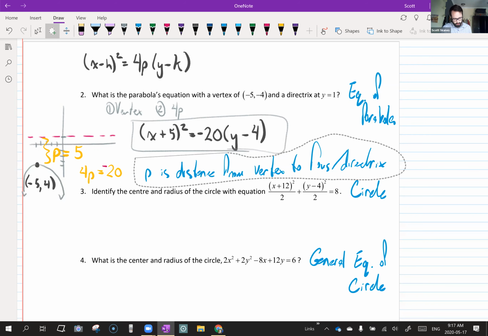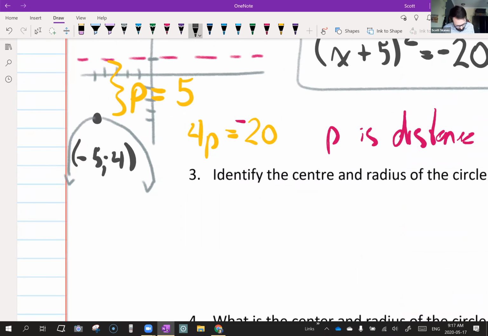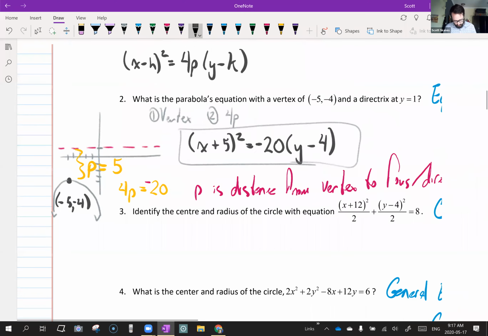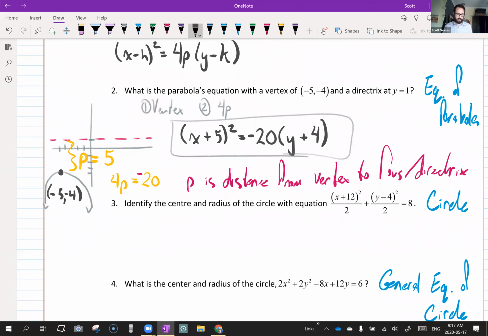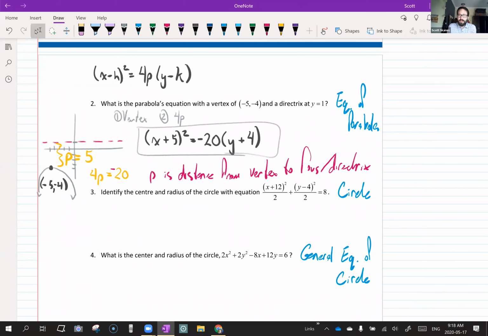Let me make this just a different color. y plus 4, y plus 4. Yeah, sorry, I was looking at this. I wrote minus by accident, so yes, plus 4. Thank you. Maybe I did that on purpose to make sure you're awake. I didn't. I made a mistake. But that's the big idea, okay? That's how you get the equation of a parabola.